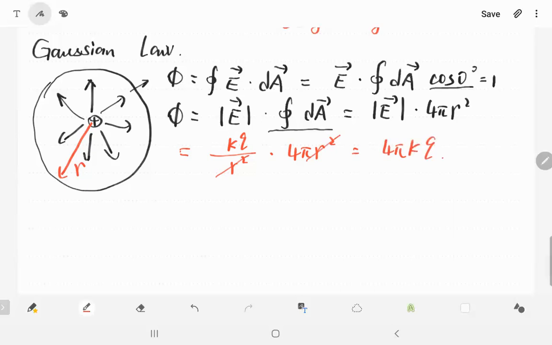Okay, that means the flux is independent of the radius. This is not a function of the radius. That means the flux is independent of the radius. This is a very important conclusion.